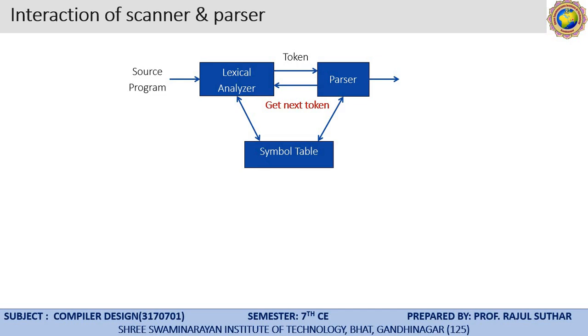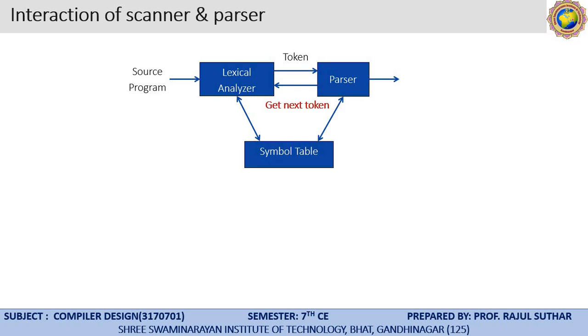The analyzer may keep track of the line number by counting the number of newline characters seen while reading the source program character by character. If you read the source program character by character, then you require this symbol table. So generally, what is the use of the symbol table?